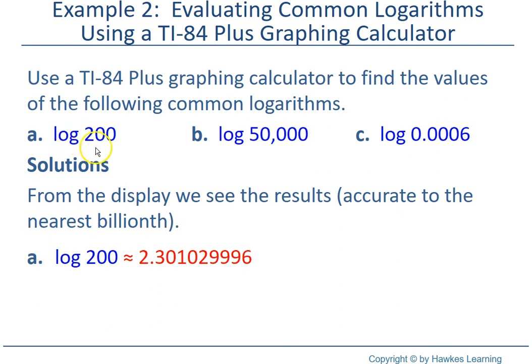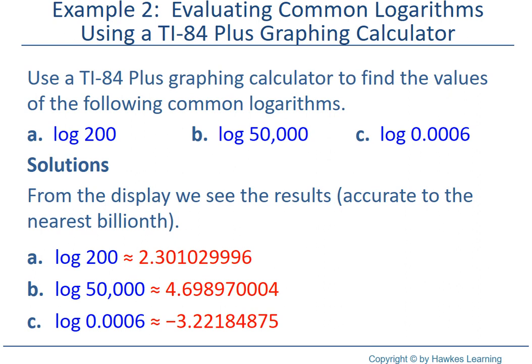So for letter A, it will be this, and it's accurate to the nearest billionth. Wow. And B, and C. Generally, these small numbers are going to give you negative answers. Now remember, these are the exponents.